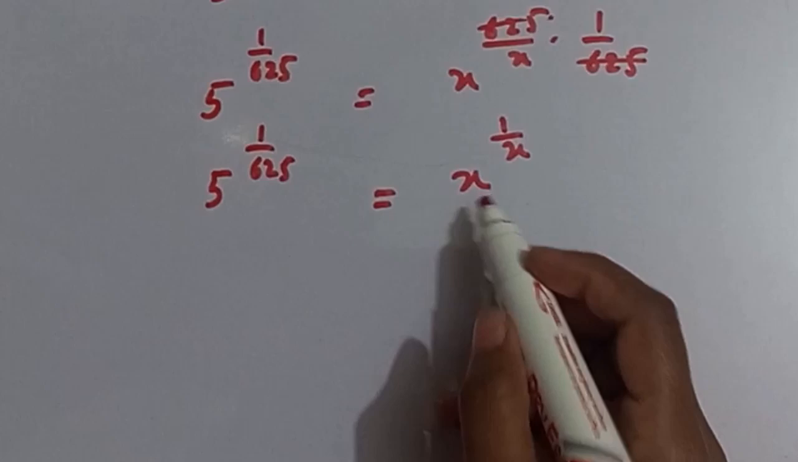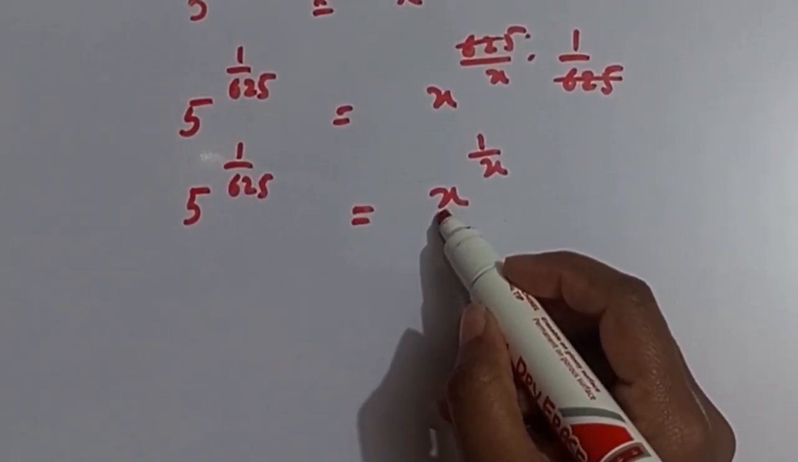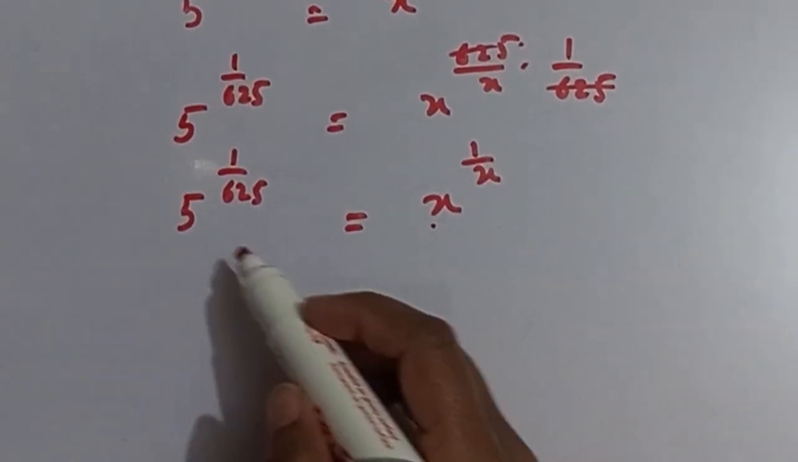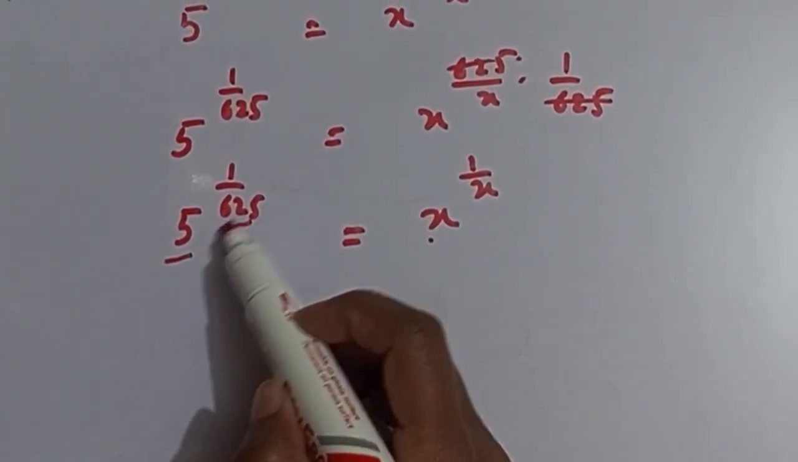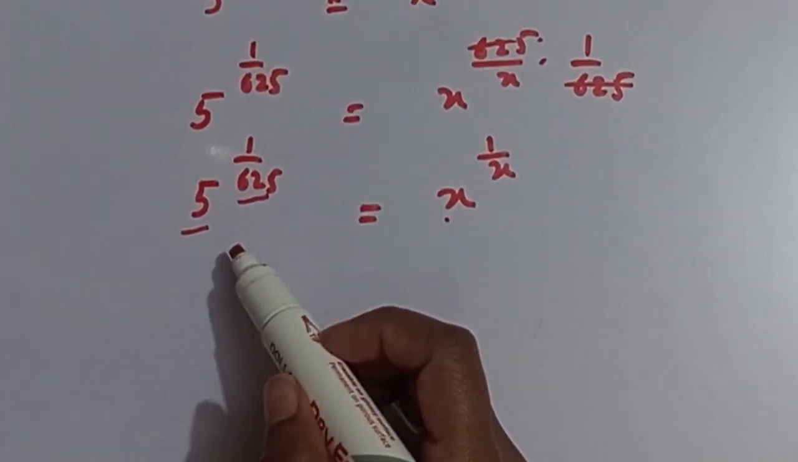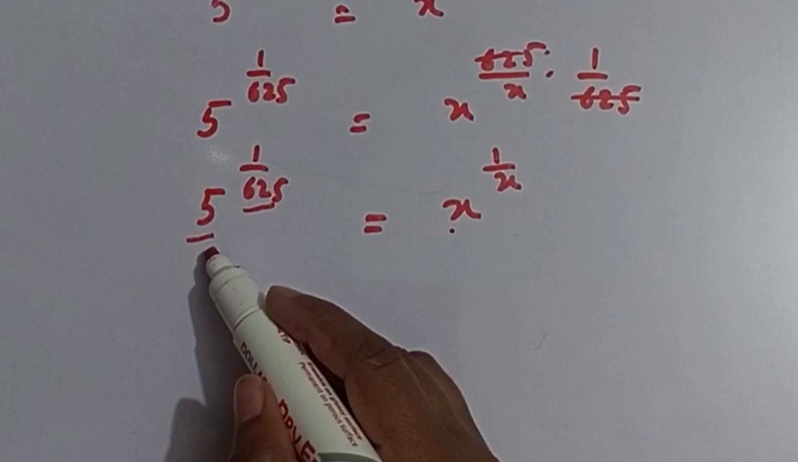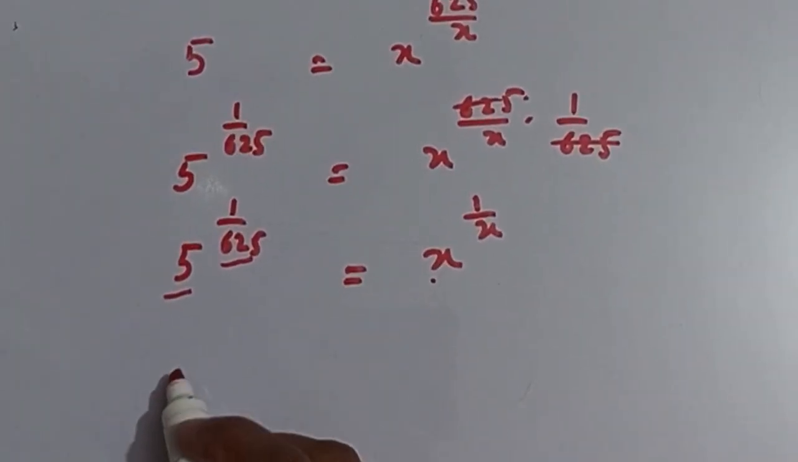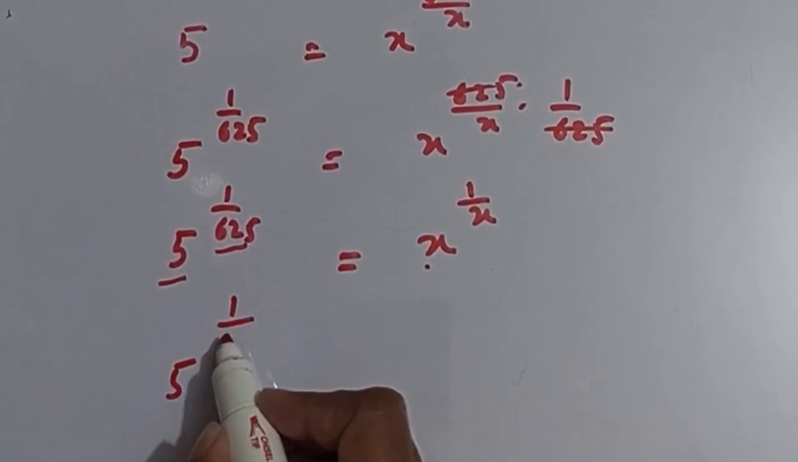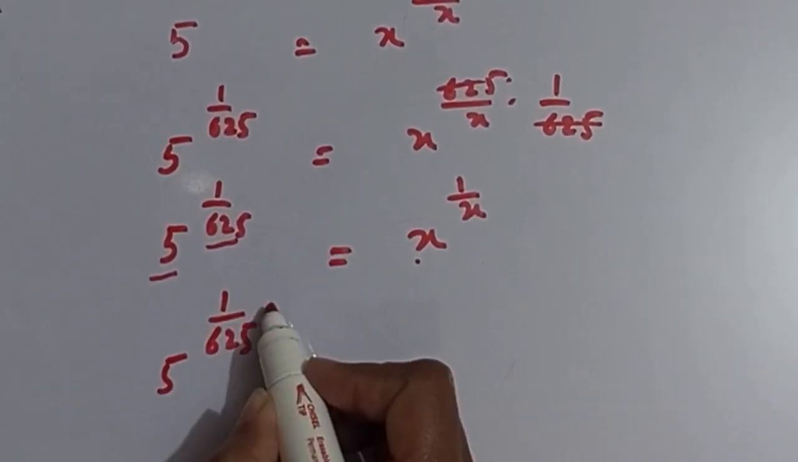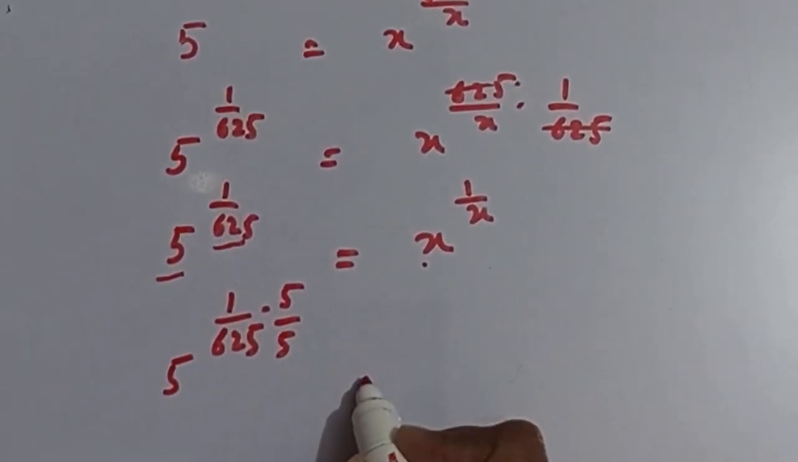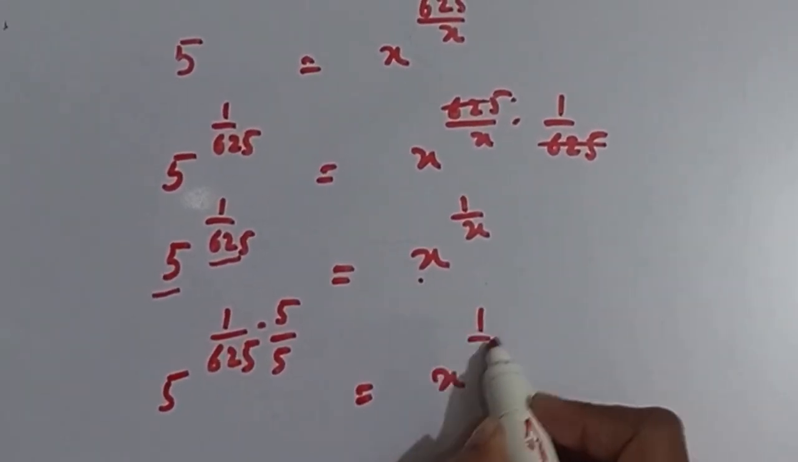Now focus on this equation. Looking at this side, the base is x and in the exponent we have 1 over x. So here we want to write the base and the exponent the same, and after that we use an identity and find the value of x. For this, look at the left hand side. We have 5 raised to the power 1 over 625. We multiply and divide this exponent by 5, and we copy this side, x raised to the power 1 over x.